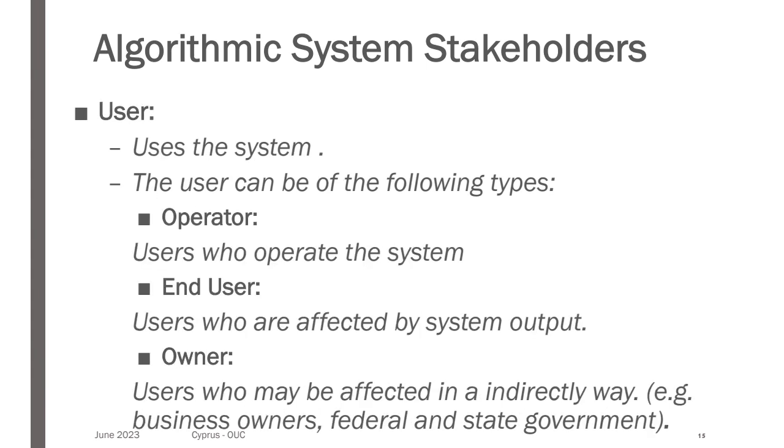Then we have the user, and the user is a bit more complicated type of a stakeholder. First of all, it may be the operator. It may be the bank officer that actually activates a system that recommends whether to give a line of credit to an applicant. It may be the applicant himself or herself that is being impacted by the system's decision. So this is the end user, and it may be also the owner.